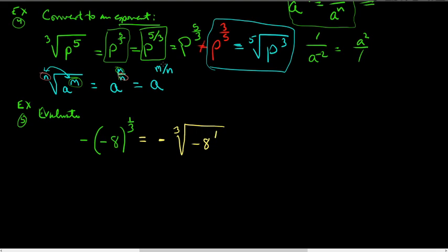That's the m. But because it's -8 to the 1, we don't need to write the 1, unless you want to. So now, what's the cube root of -8? Well, it should be -2, because -2 times -2 times -2 is -8. And now we have the negative of -2, which is indeed +2. So the answer is +2. And so yes, here the negative signs cancel.